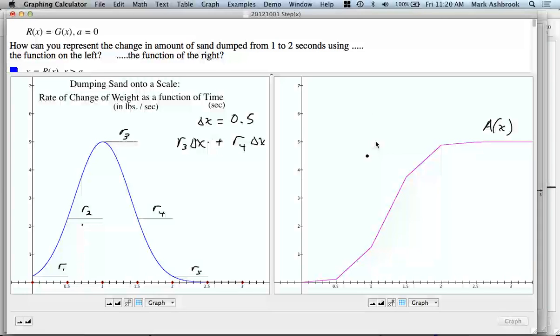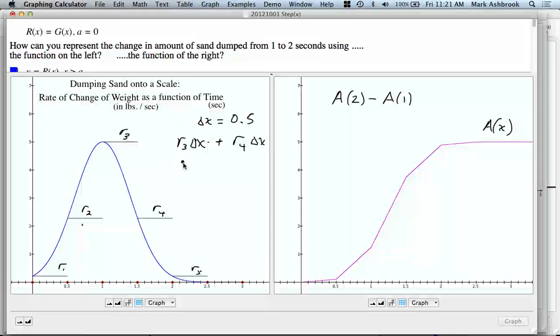All right, what about over here? How can we represent the change in the amount of sand dumped using this function? Christian? It would be A2 minus A1. He wants A2 minus A1. Agree with that? All the sand accumulated in the first 2 seconds, minus the amount of sand that accumulated in the first second, gives you that change in weight.